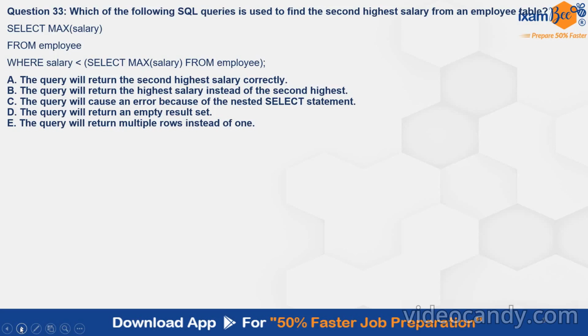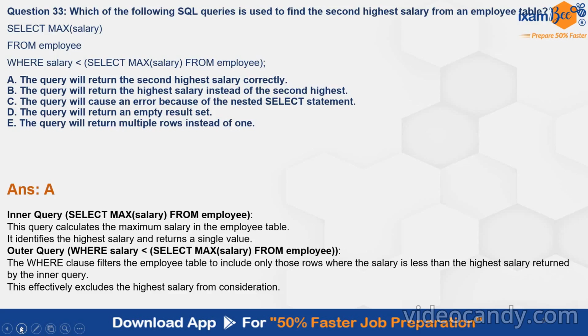B. The query will return the highest salary instead of the second highest. C. The query will cause an error because of the nested select statement. D. The query will return an empty result set. And option E is the query will return multiple rows instead of one. And the correct answer is A. The query will return the second highest salary correctly.